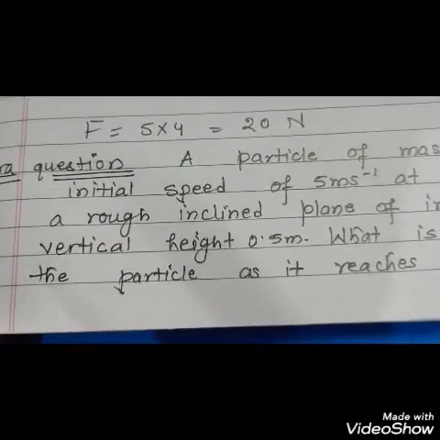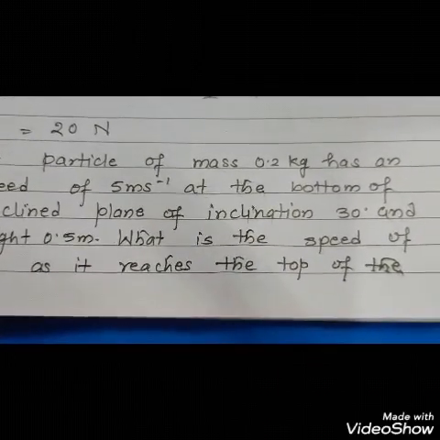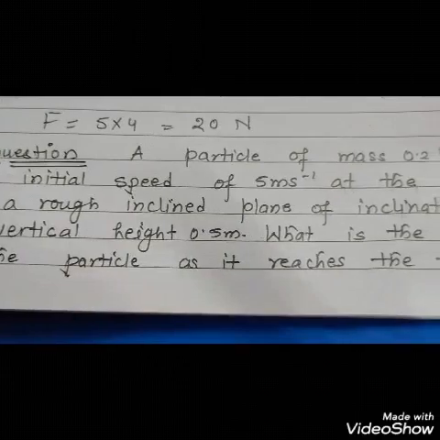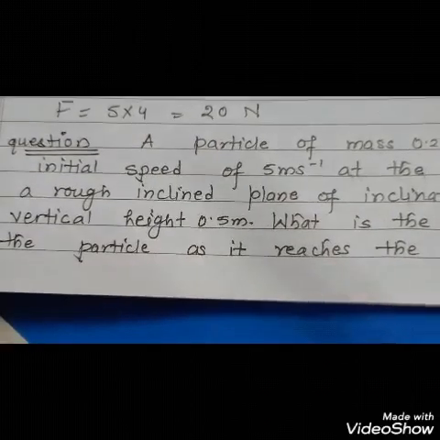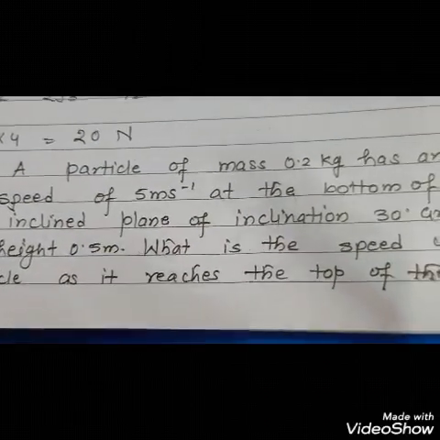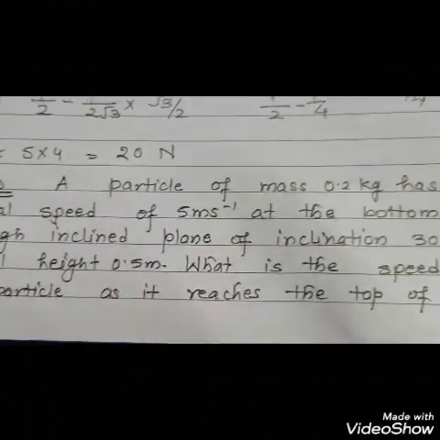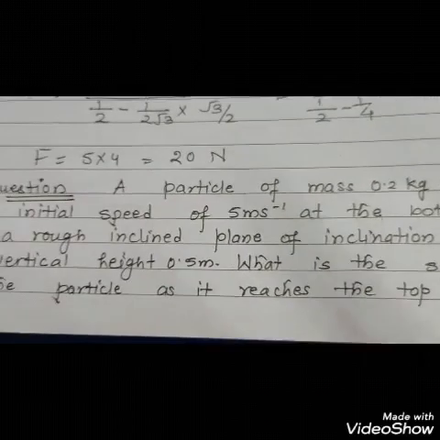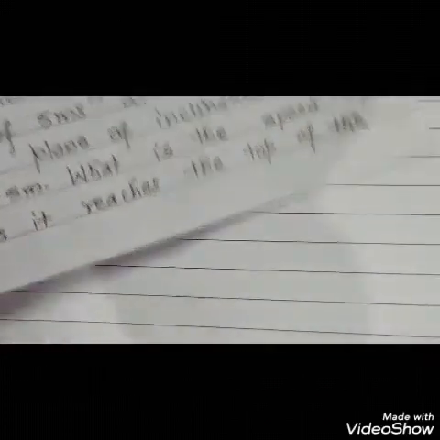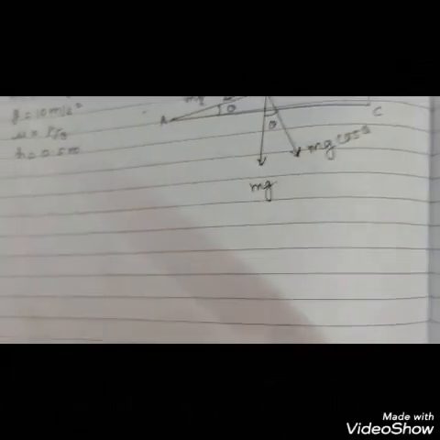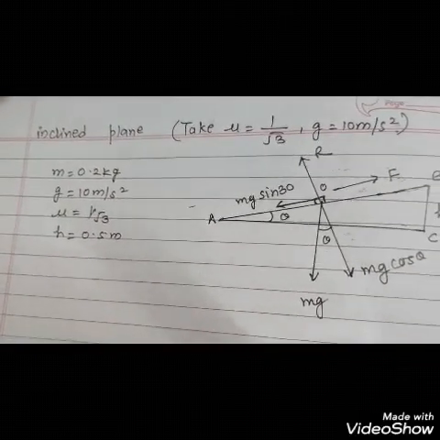Extra question. It is given here, a particle of mass 0.2 kg has an initial speed of 5 meter per second at the bottom of a rough inclined plane of inclination 30 degree and vertical height 0.5 meter. What is the speed of the particle as it reaches the top of the inclined plane? Given here, take mu is equal to 1 upon root 3 and g is equal to 10 meter per second squared.